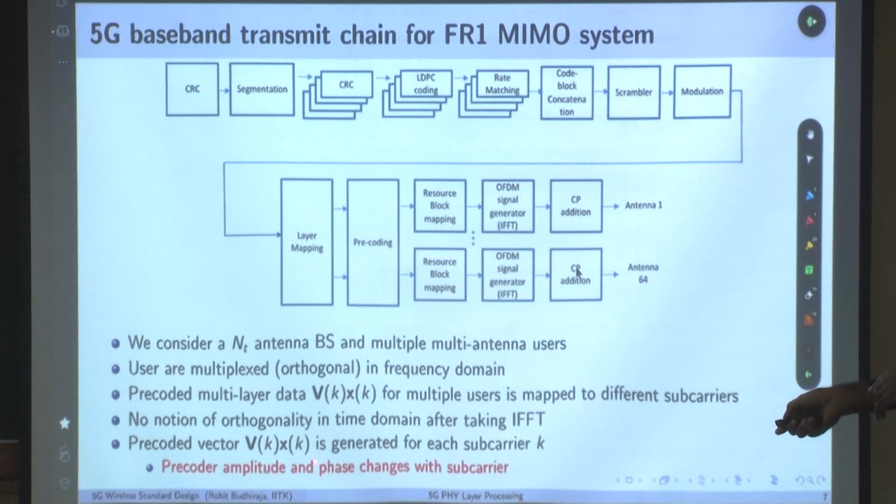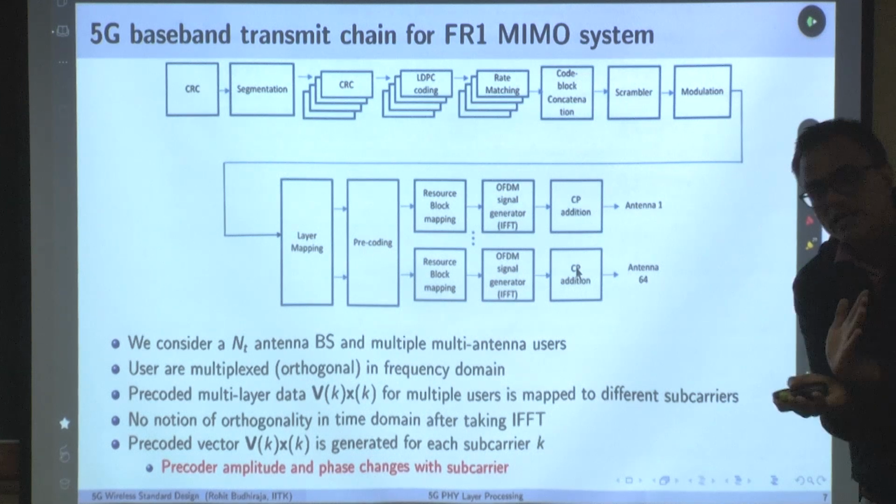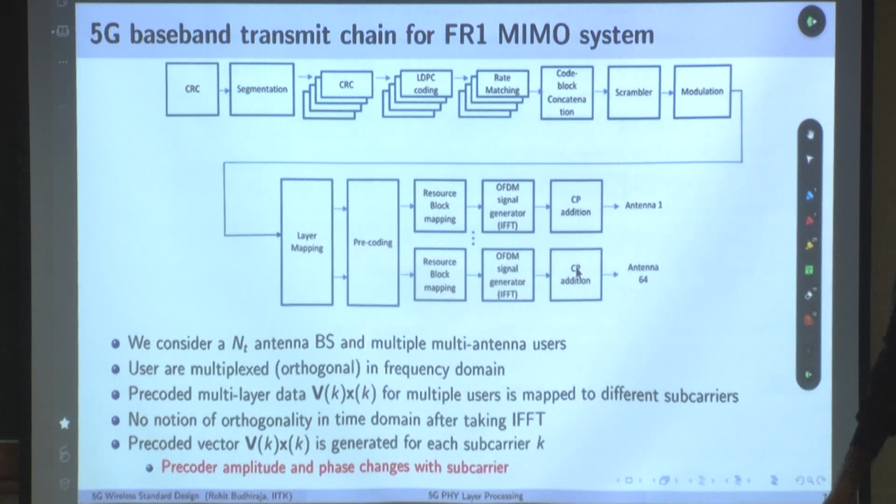This precoder can, in principle, be designed separately for each subcarrier. When will it be designed separately? If the channel is changing across subcarriers, each subcarrier will have a different precoder according to its channel. This architecture allows us to do that. There are 64 antennas, and 64 into 2 ADC/DACs over here. So you do this processing digitally, then convert into the analog domain.